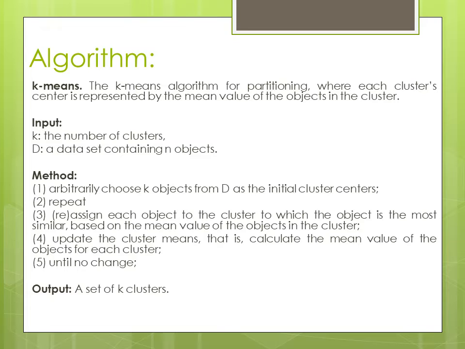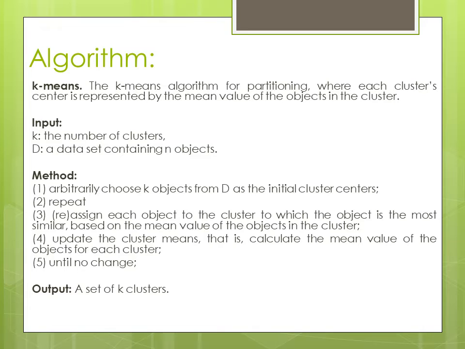So what is the method of this k-means algorithm? We have to arbitrarily choose k objects from the data set d. In the data set we have certain objects, and we have to randomly initialize those objects as the cluster centers. So the number of clusters that I want to form, that many values I have to choose from data set d.